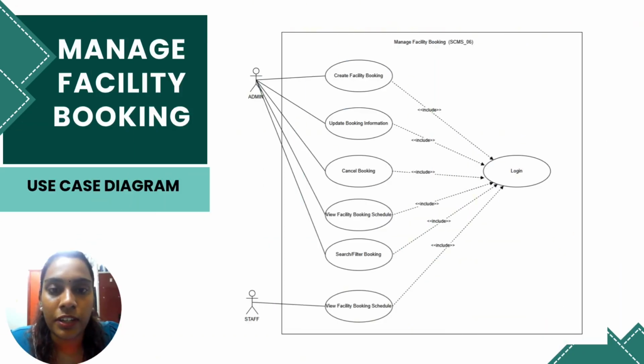This is the use case diagram for the sports center management system. So this use case focus only on managed facilities booking use case. As we can see, the administrator is connected to the managed facility booking function. This use case included five main functions, which is create booking, update booking, cancel booking, view booking schedule, and lastly search or filter booking. Meanwhile, staff only have permission to view the booking schedule. They cannot create, edit, or cancel bookings. This ensures that booking management is secure and only authorized user can make changes.